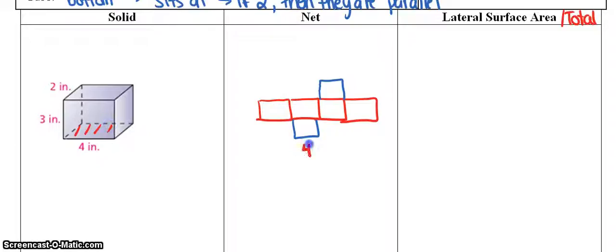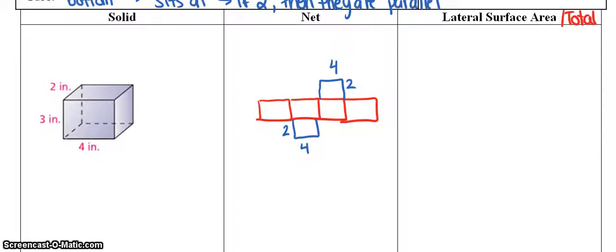One side of the base is 4 inches. The other side of the base is right here, which is parallel to this, 2 inches. And opposite sides are congruent in a rectangle, so the other side would be 2 inches, which would be right here. Okay, so this is a base of sides 4 and 2. So that means this one's also 4 and 2 since they're parallel bases.